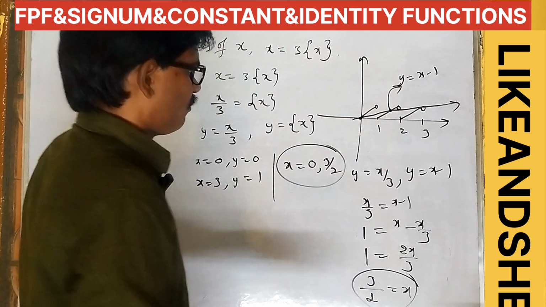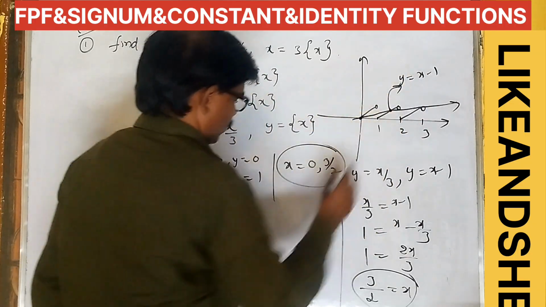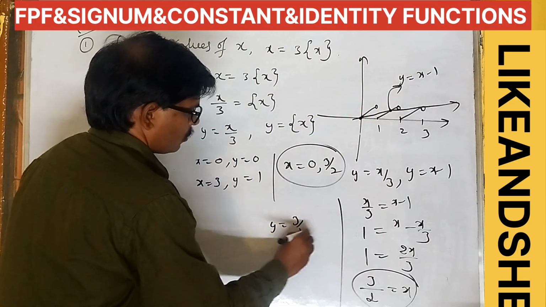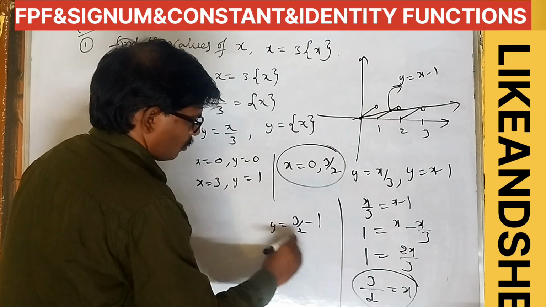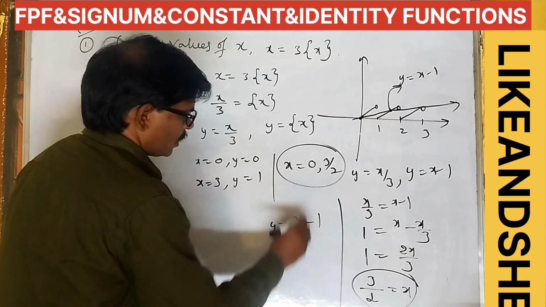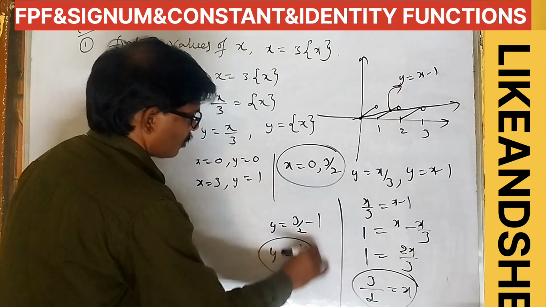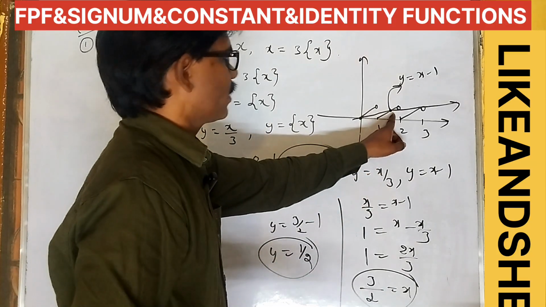What is the y value? We have to find the y value. x is equal to 3 by 2, right? y is equal to 3 by 2 minus 1, so 3 minus 2 over 2, which is 1 by 2. y is equal to 1 by 2. This is the point.